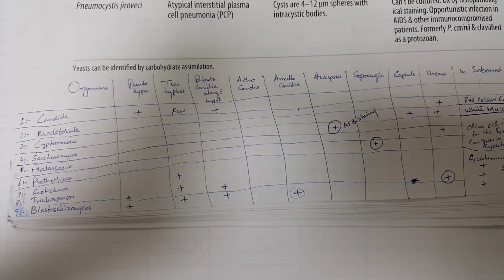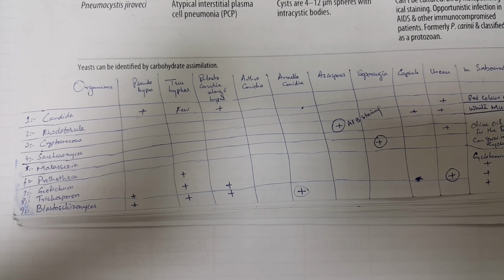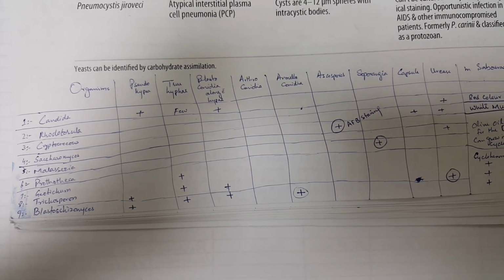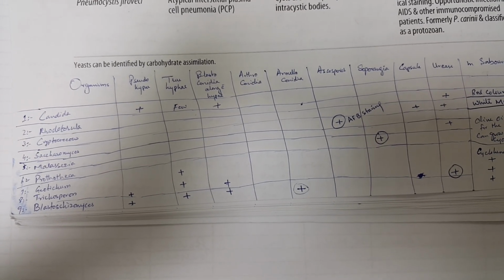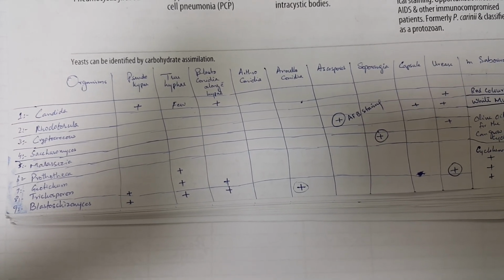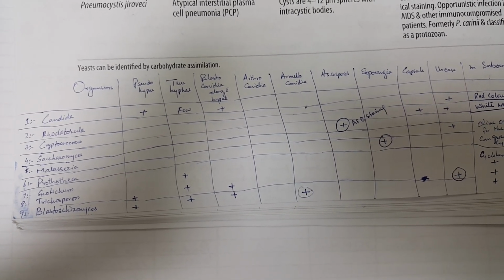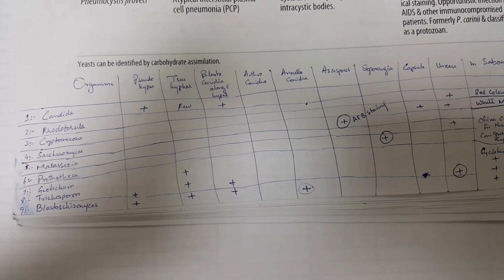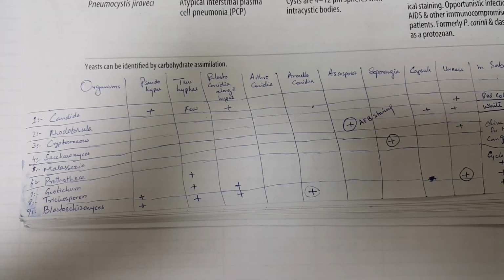If you see Trichosporon, its unique property is that it has the ability to produce pseudohyphae, true hyphae, and blastoconidia along with hyphae, but the unique property is that it is urease positive. And Blastoschizomyces also has pseudohyphae, true hyphae, and blastoconidia, but the unique property is annelloconidia production, which differentiates this entire group from the rest of the yeast-like organisms.